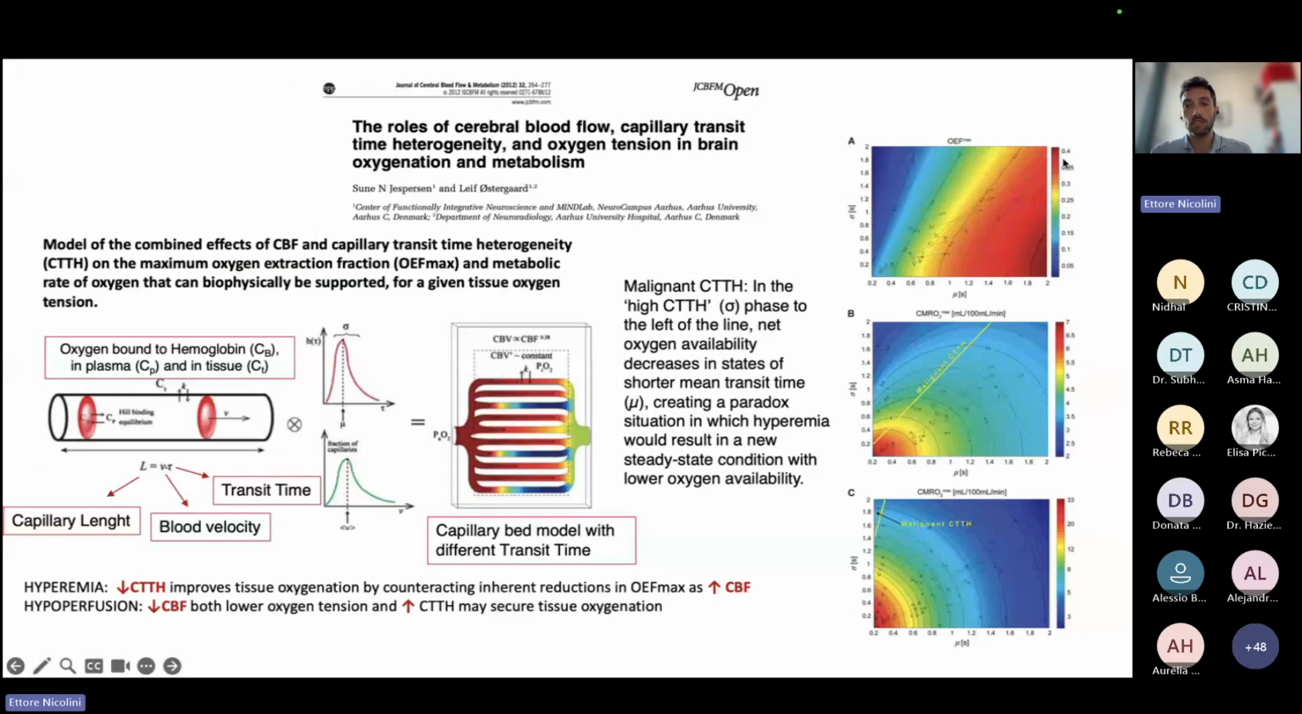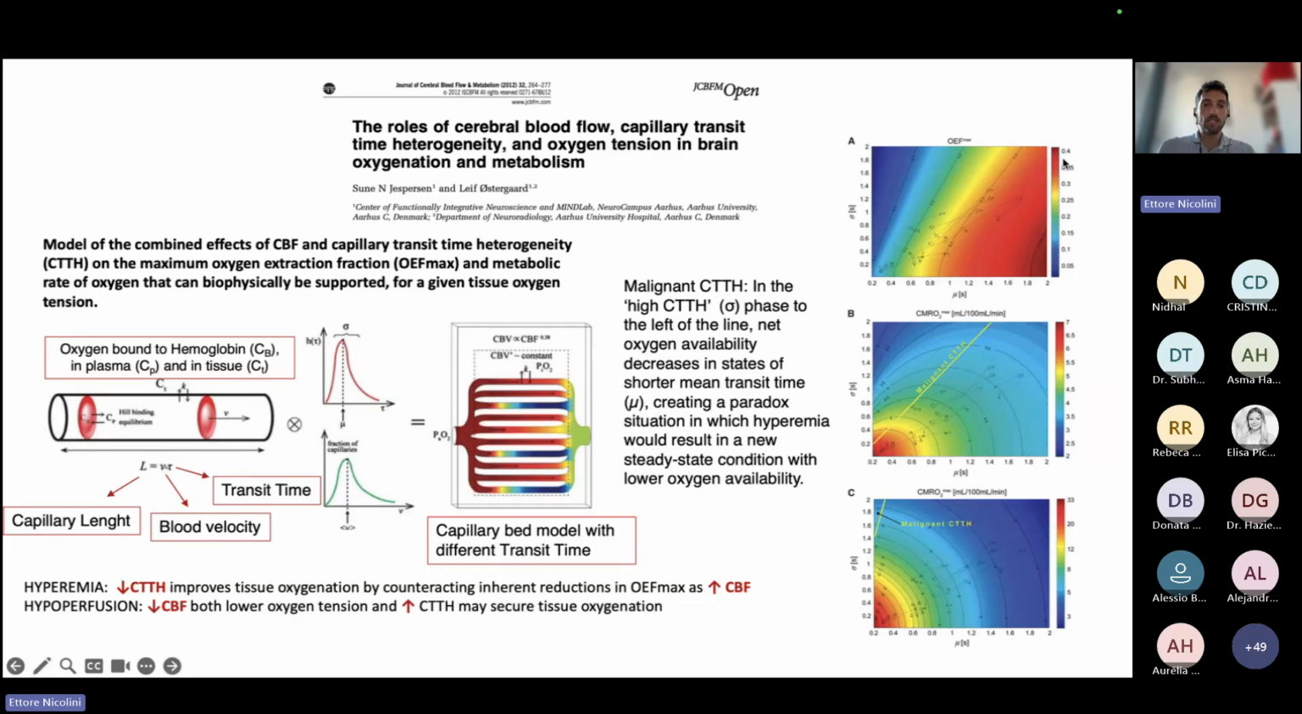Starting from this hypothesis, Professor Ostergaard and Jespersen created a model to determine the combined effect of cerebral blood flow and capillary transit time heterogeneity on the oxygen extraction fraction in different settings, both resting state and reduction or increase of cerebral blood flow.